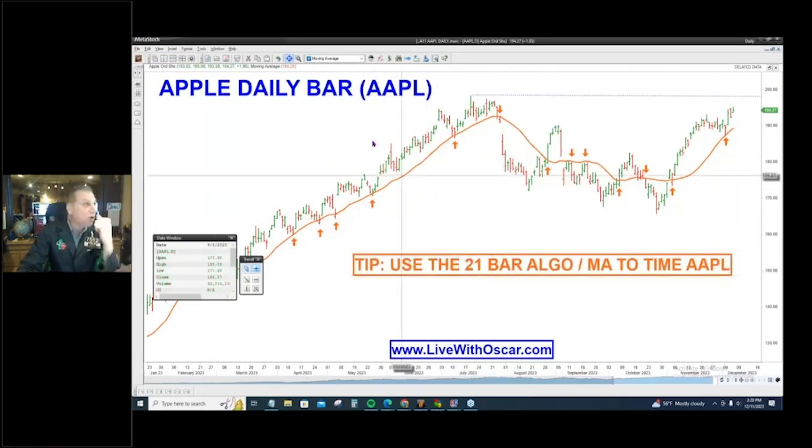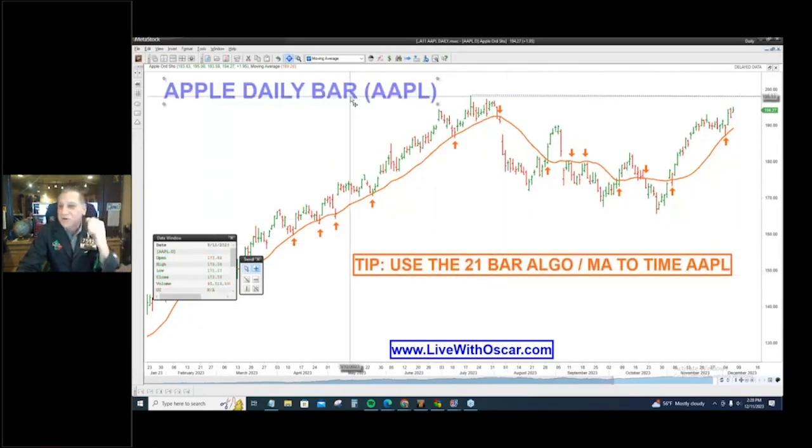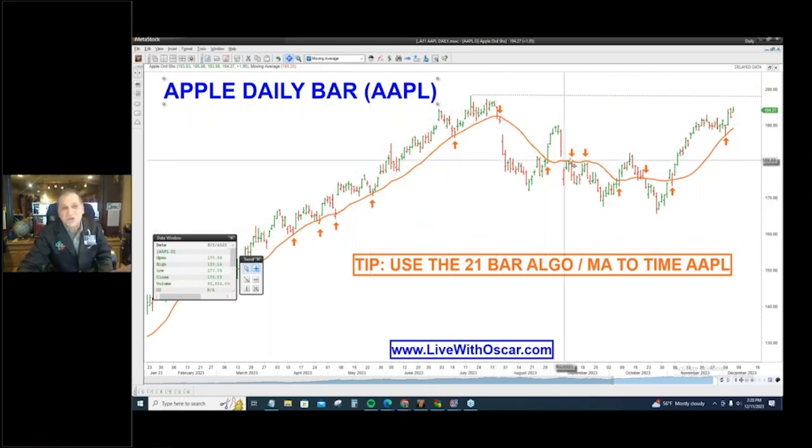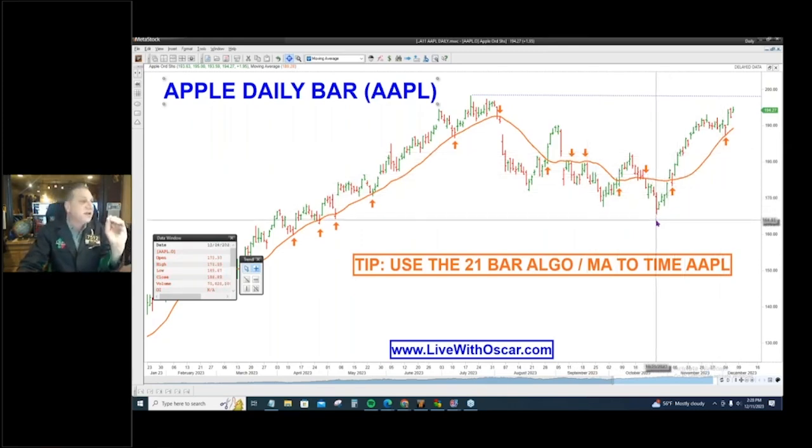Use the 21 bar algo on Apple. It works like a charm. I mean, look at how perfect it is. Look here, here, here, here, here. Tips for you guys, kids. I'm not trying to sell you anything. I'm just showing you what you should be using right now. I am Wall Street. I know what's going on here. This will help you every time you get near that 21 bar moving average in Apple.